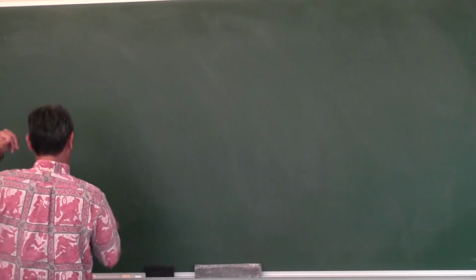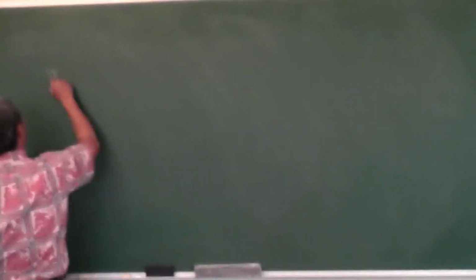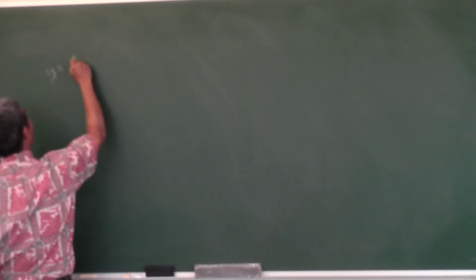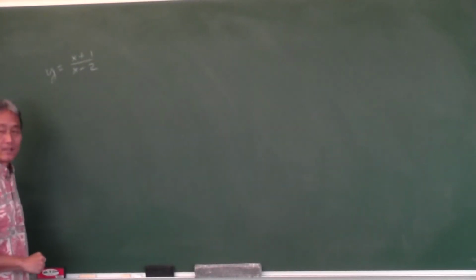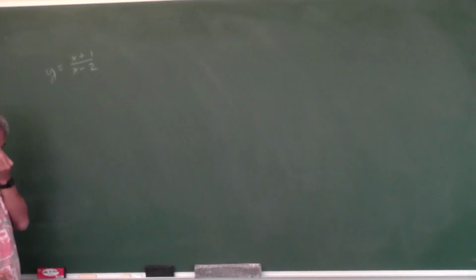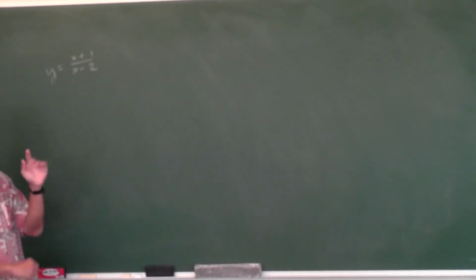Okay, how do you find domain? Let me give you an example. I'll give you an easy one: (x plus 1) over (x minus 2). How do you find the domain of this? First of all, do you guys even know the difference between domain and range? The domain is the set of all x values on a graph. And the range is the set of all the y coordinates on a graph, right?